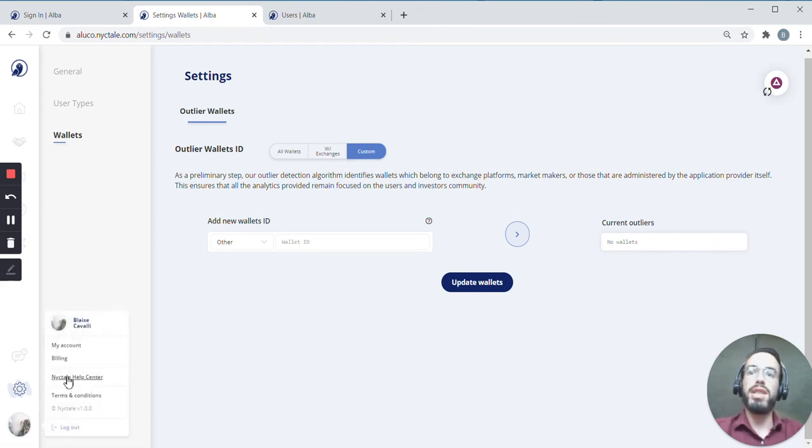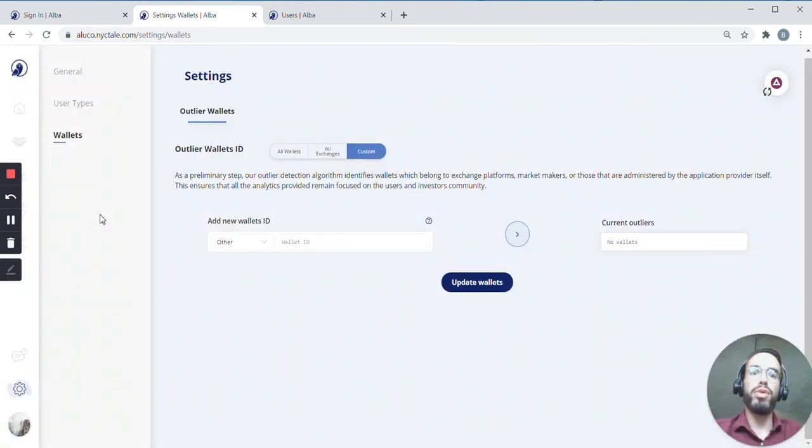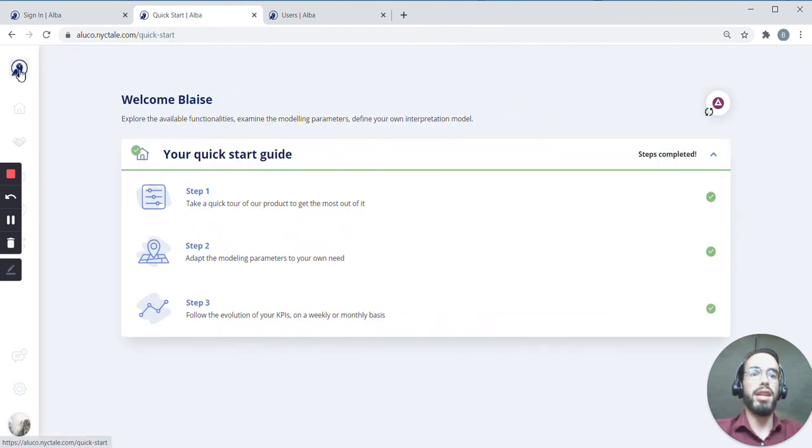For now, there is not yet a billing and payment module integrated within the platform. This is coming soon. You can join the Slack community of our user base, which currently works as our help center. You can finally find our terms and conditions regarding the usage of our platform. For all future and coming updates, it will be presented in the Quick Start Guide page available by clicking on our logo. For now, you can enjoy there a product tour similar to this video.